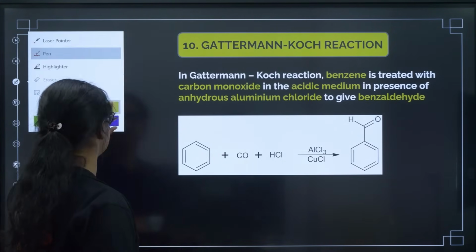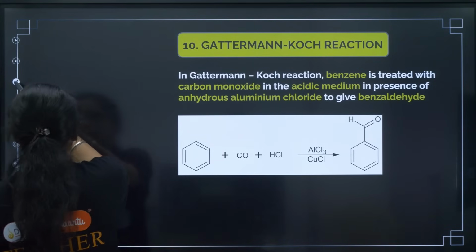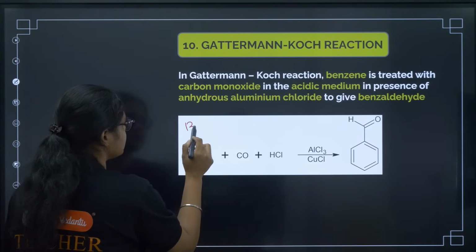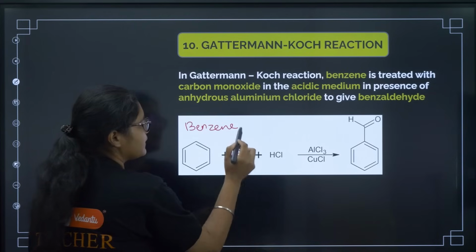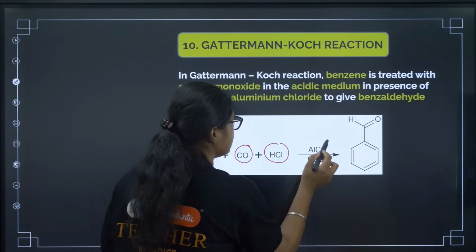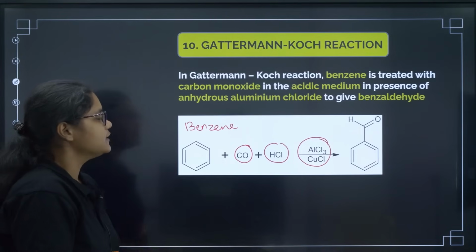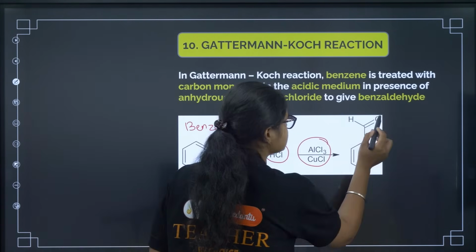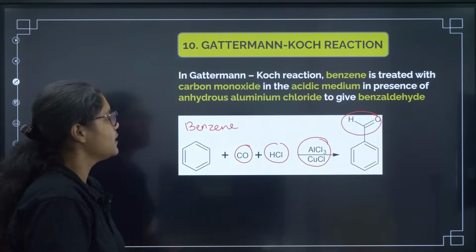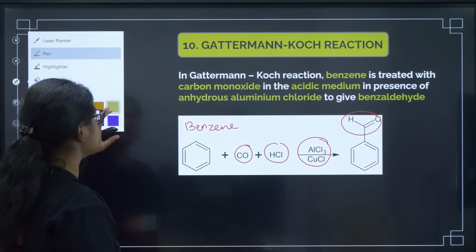So here, what is the reagent? The reactant is benzene. Then we have CO, HCl in presence of AlCl3. This will create benzaldehyde as the major product. No other conditions are to be remembered.